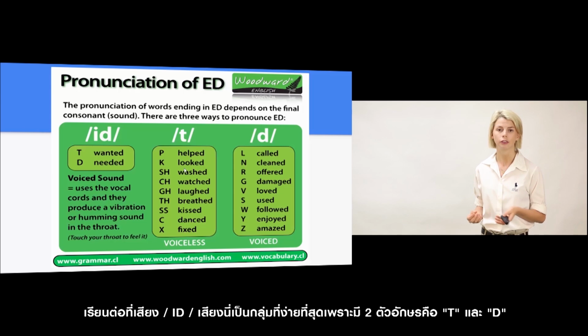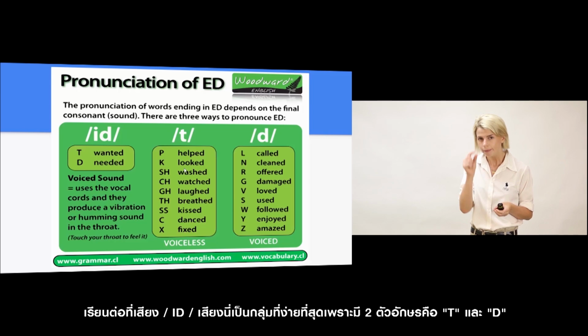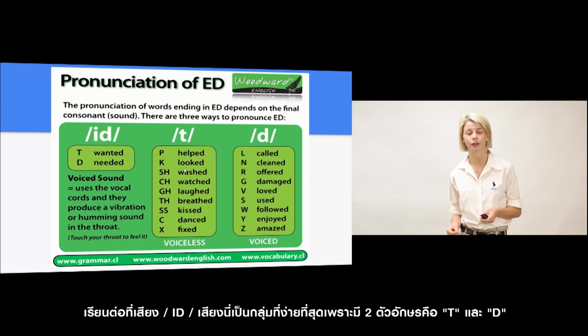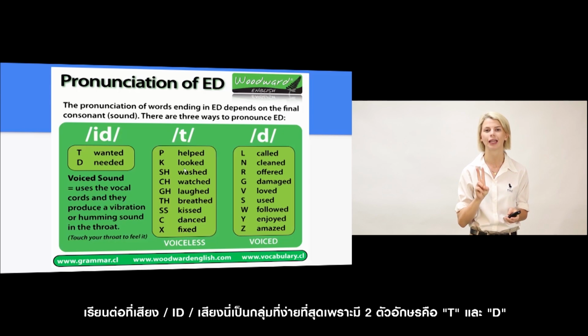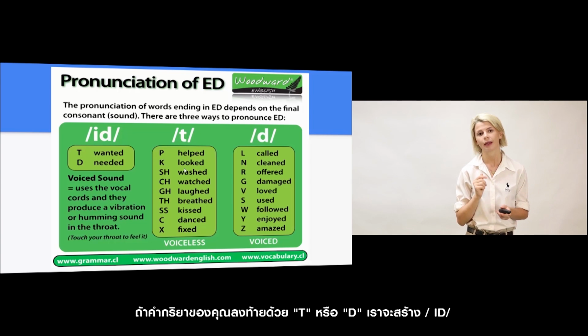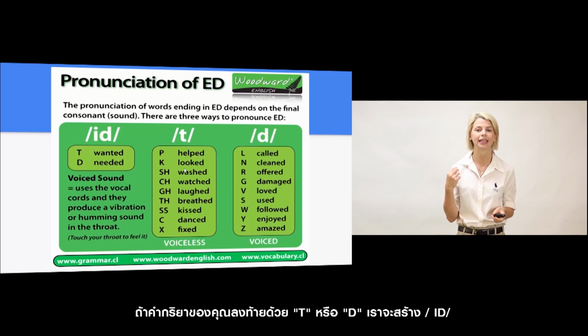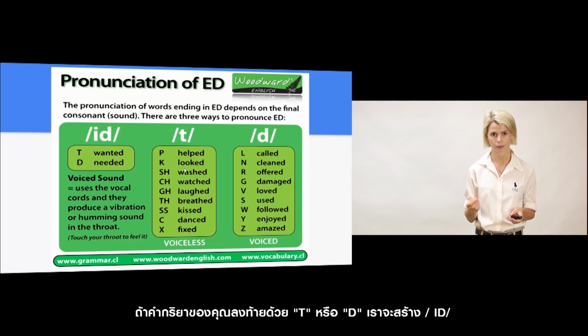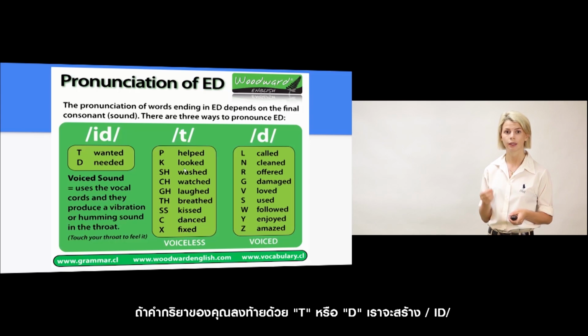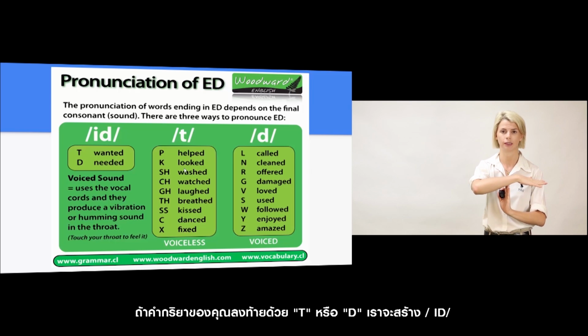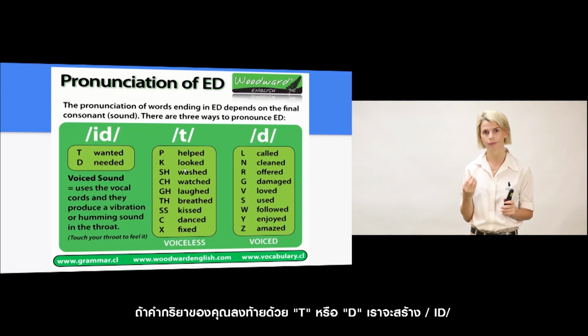But let's move on to id sound. This is the easiest group because there's only 2 letters. T and D. If your verb ends in T or D, we make an id sound. Let's look at T. Wanted. Want ends in T. Past tense, wanted. Wanted.